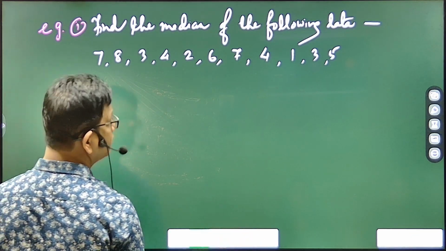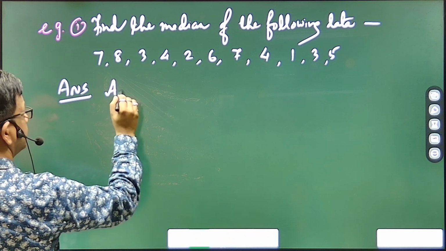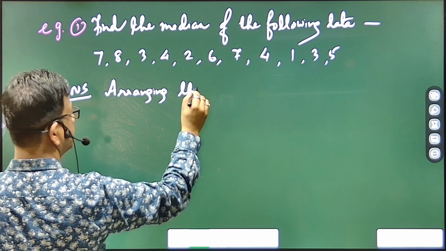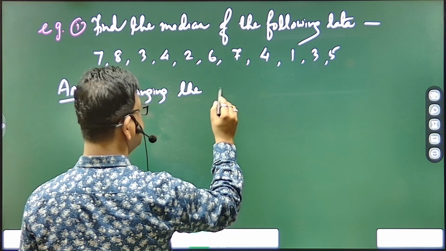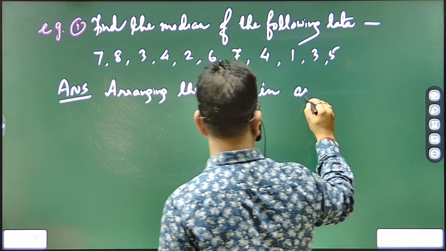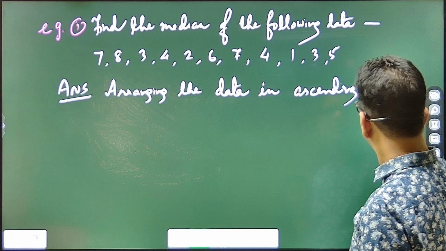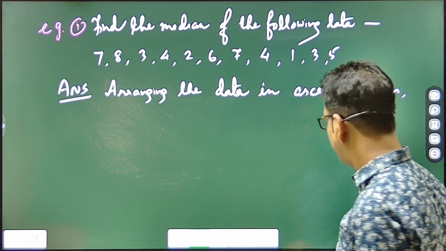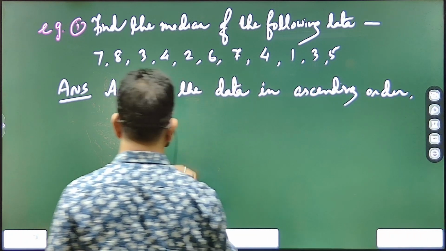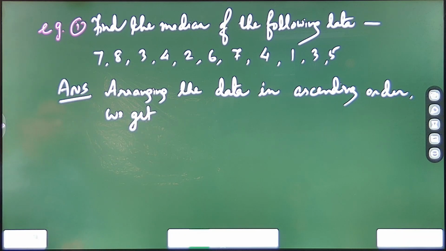Now to find that, what do you need to do? First you have to arrange the data in ascending or descending order. We preferably do ascending, because we are more comfortable with ascending order. So we are trying to arrange the data from smaller to bigger. Which is the smallest here?